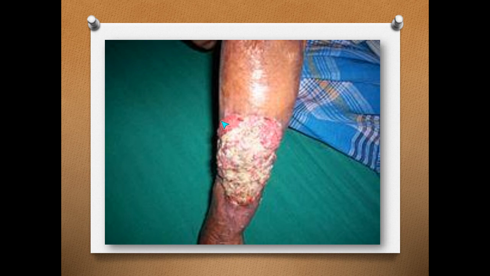Here, this is Marjolin's ulcer. That means malignant transformation of the ulcer in a case of chronic burn scar. Here, this usually is the periphery. This area where there is overgrowth tends to become malignant, usually squamous cell carcinoma. Okay.